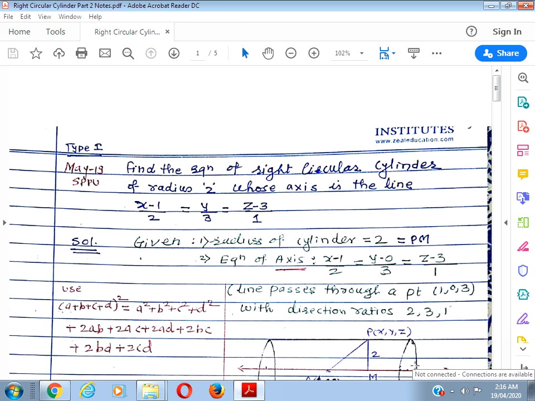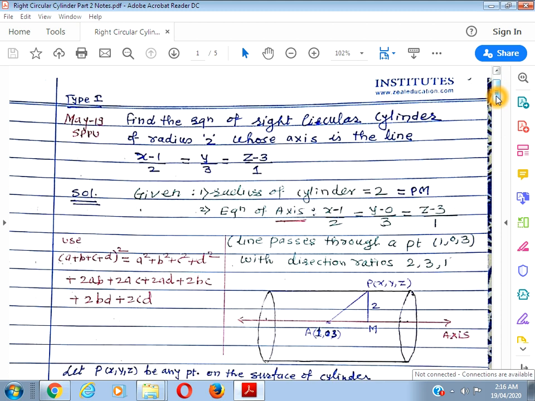radius of the cylinder is given and axis of the cylinder is given. What is given to you? Radius of the cylinder is given. This is the radius, 2 is the radius, and this is the equation of axis. Two things are given. In the figure, this PM is the radius of cylinder, and equation of axis means equation of this line is given to you.